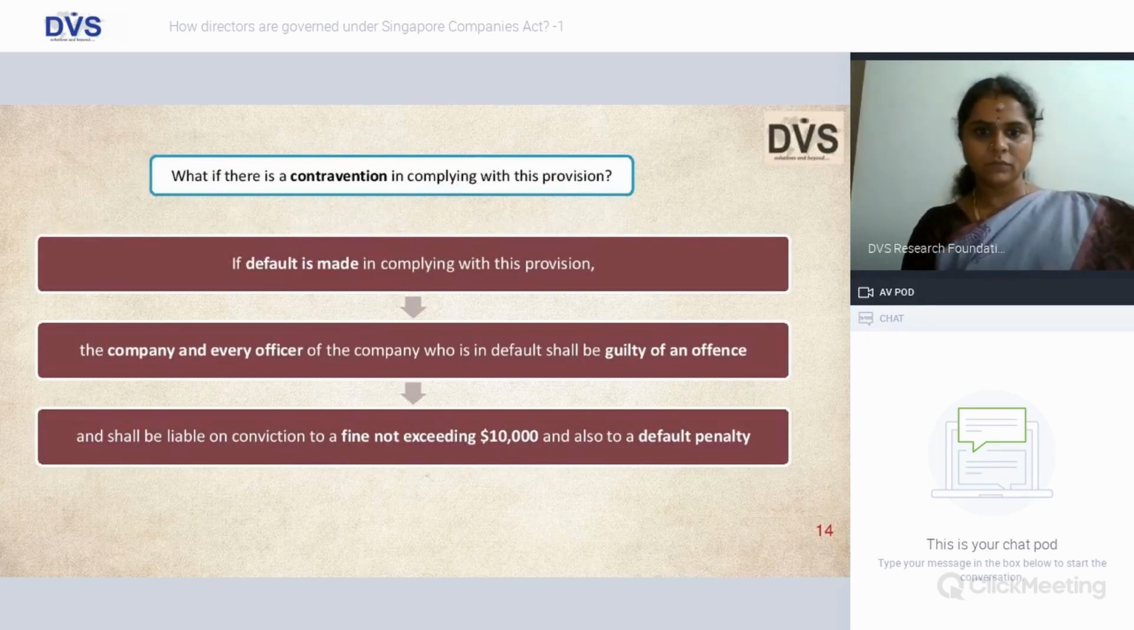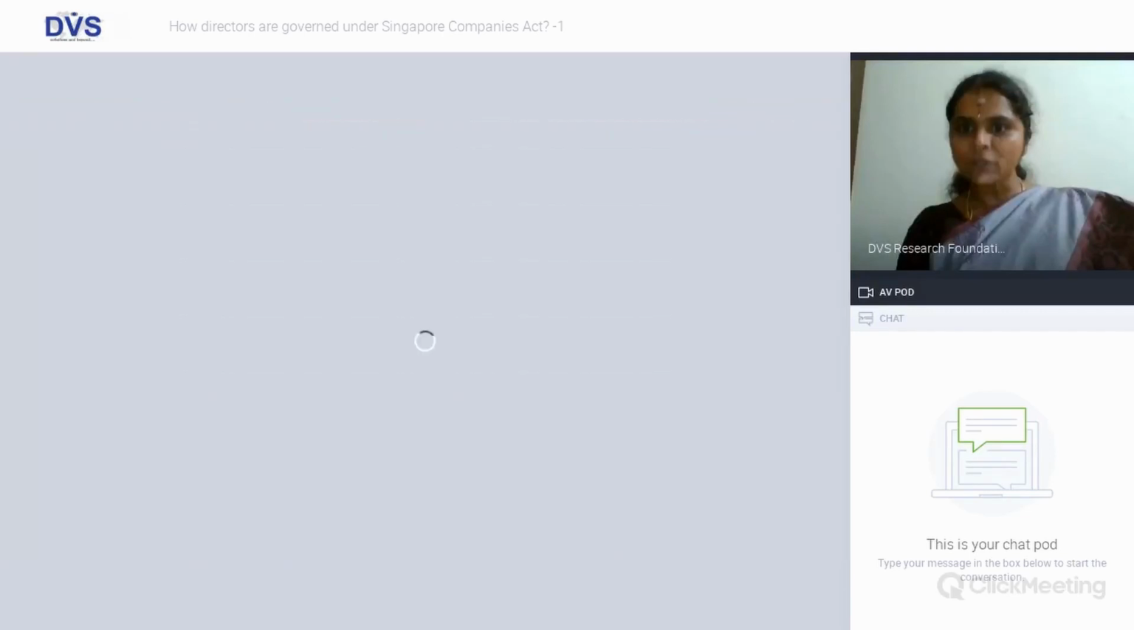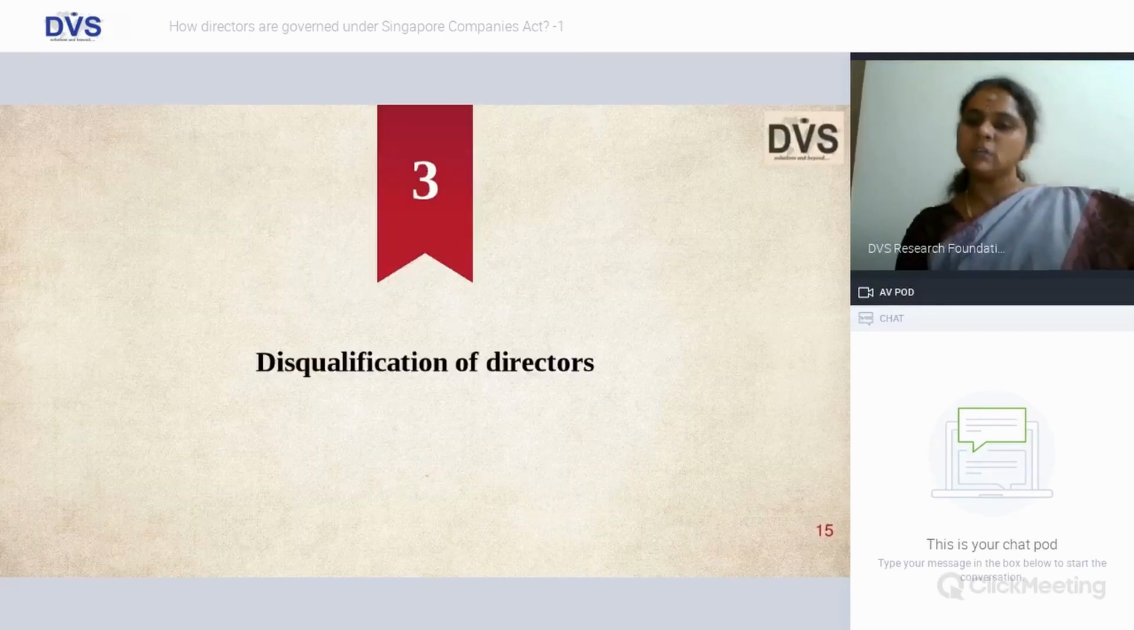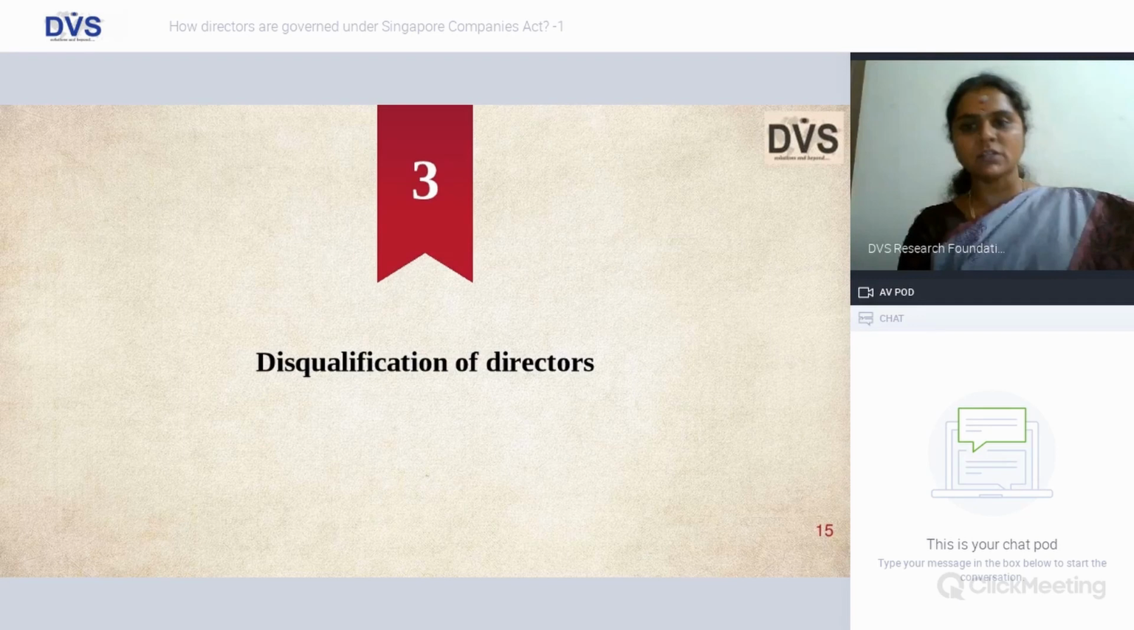What if there is a default in complying with this provision of section 146? The company and every officer who is in default shall be guilty of an offence and shall be liable for a fine not exceeding 10,000 Singapore dollars and also liable for a penalty as may be imposed in this regard.